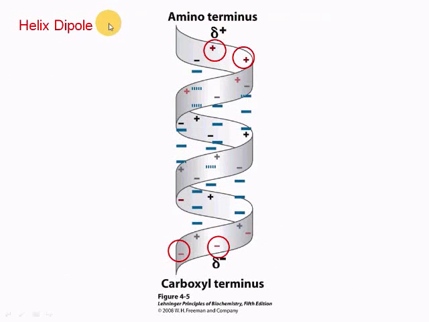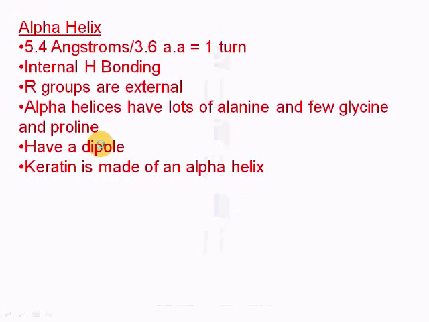And then alpha helices have a dipole associated with them, and that's because of the orientation of the groups. And so at this end you'll have a lot of amino termini, and so you'll have positive, and down here you've got the carboxyl terminus, and so it's going to be slightly negatively charged.